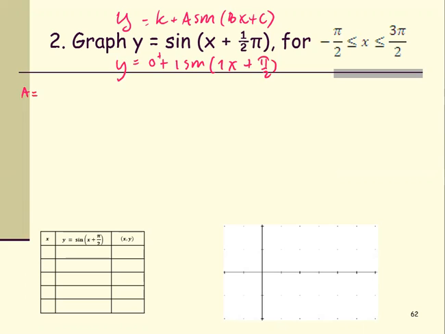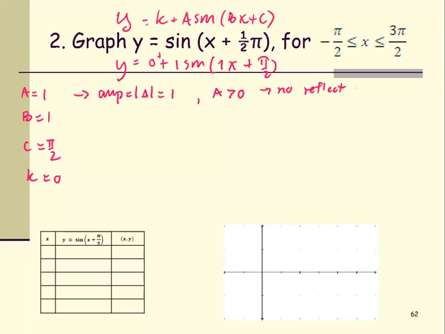Since the a value is 1, the b value is 1, and the c value is pi over 2, the k value is 0. The value a tells you about the amplitude, which is the absolute value of a, or 1. In this case, a is greater than 0. That means no reflection about the x-axis.